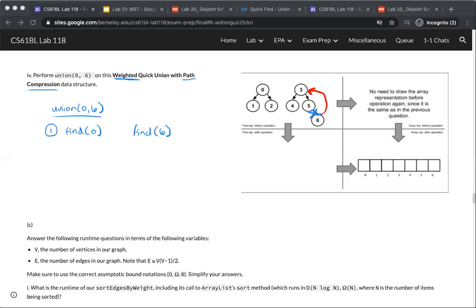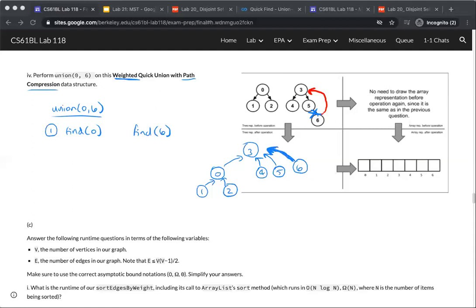And so the resulting tree is going to look like this. And again, we're going to be using the weighted criteria. So we're going to have the 0 point to the 3. Okay, so nothing changes in this set. But now for the 3 set, the original 3 set, we have everything at the next level of the root, okay? And so think about it, right? The next time we call find of 6, what do we have to do? We only need to walk up this one parent pointer, right?